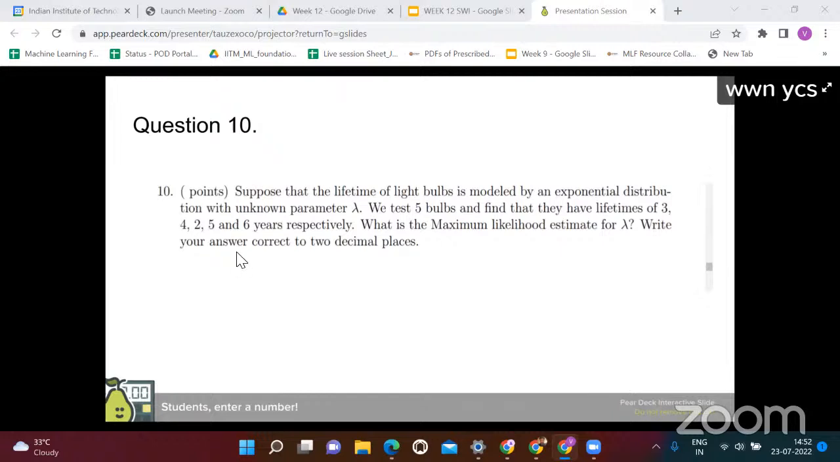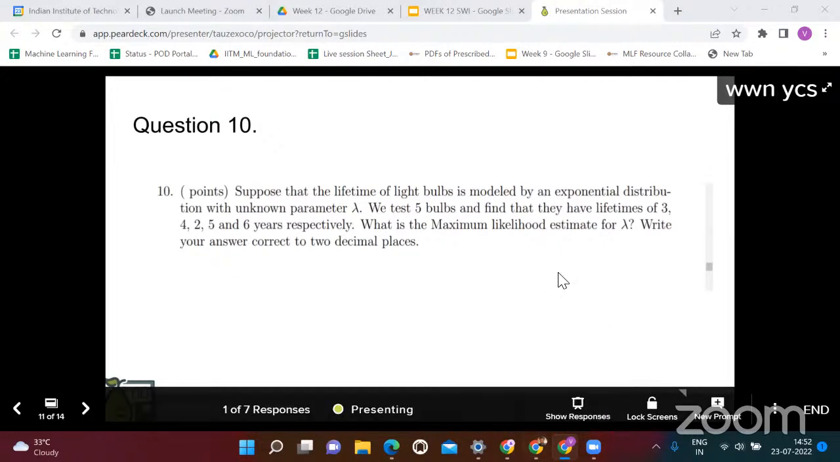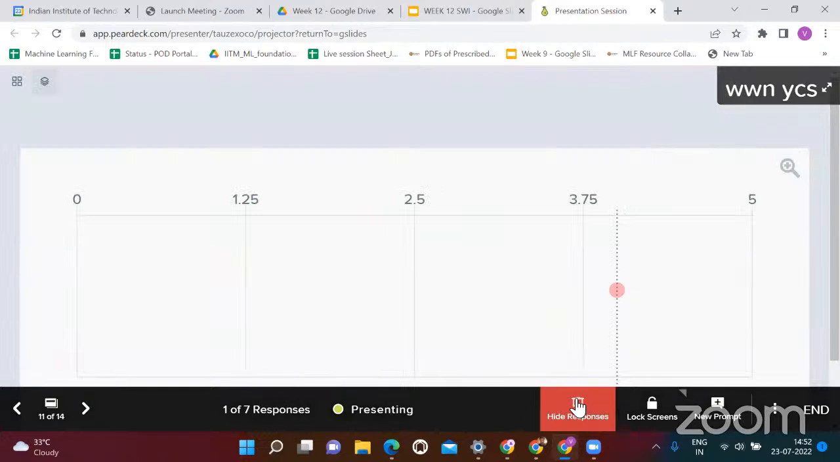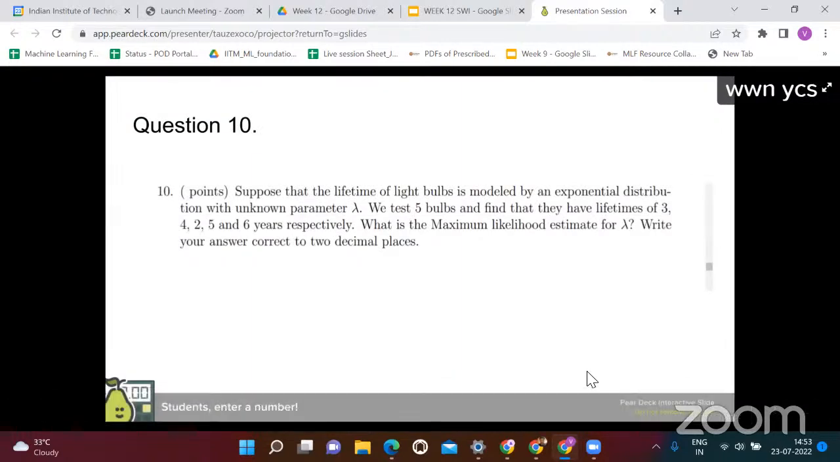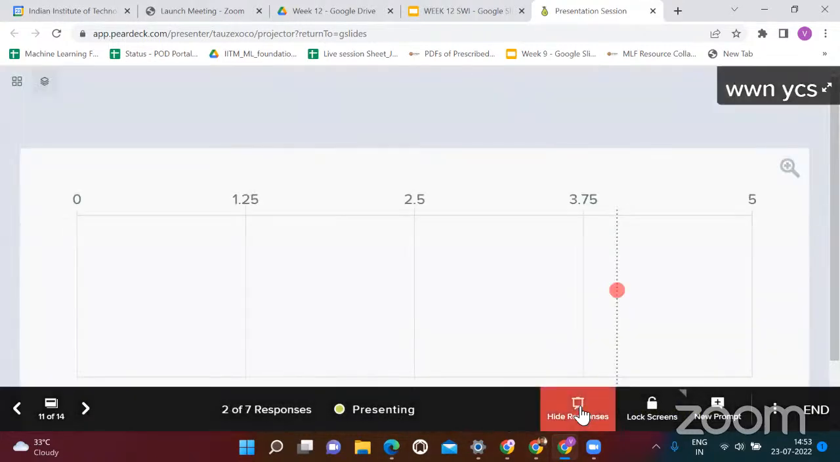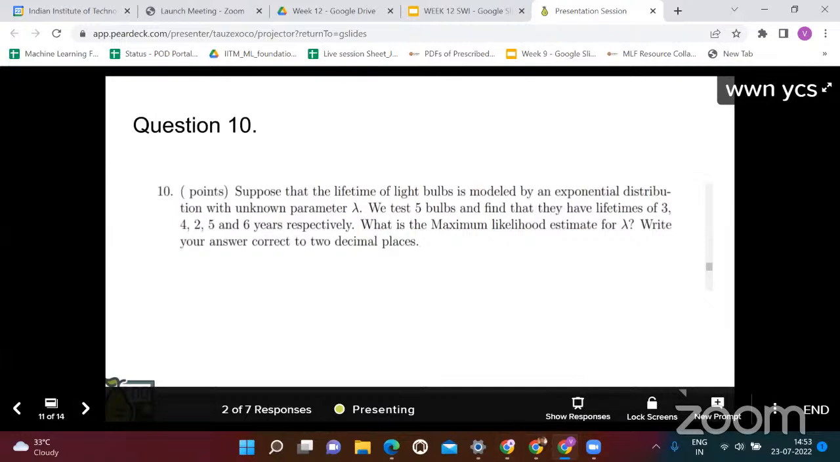So here you need to write the likelihood function, okay, and then take the log and calculate the value. So who has given this answer? 3 above 3, I guess, around what? How did you calculate that? I guess you just added and then divided by 5. That's not the correct method. So this is not the correct method. Okay, I'll solve this problem.